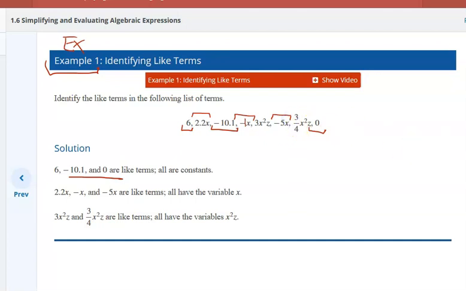Okay. Then I'll change colors. And then we have a 3x squared z. That would be one kind of like term. And then there's a fraction, 3/4 x squared z. That would be the like terms there. All right, so something rather easy to start off with.